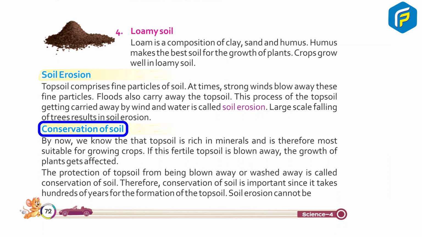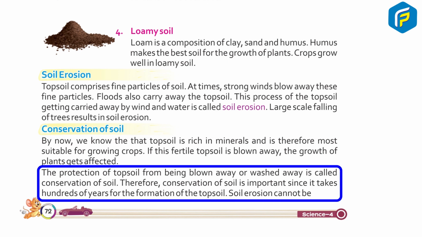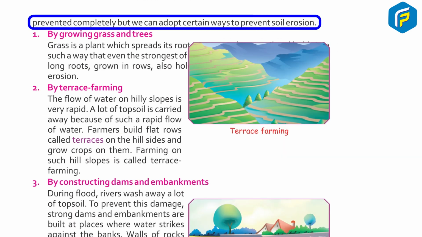Conservation of soil. By now we know that the soil is rich in minerals and is therefore most suitable for growing crops. If this fertile topsoil is blown away, the growth of plants gets affected. The protection of topsoil from being blown away or washed away is called conservation of soil. Conservation of soil is important since it takes hundreds of years for the formation of topsoil. Soil erosion cannot be prevented completely, but we can adopt certain ways to reduce it.